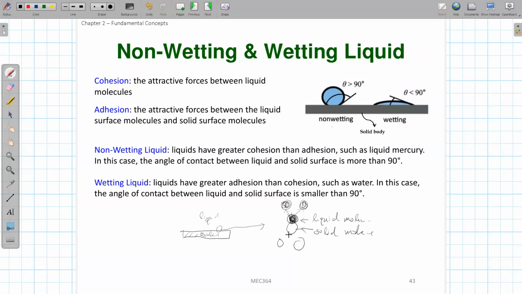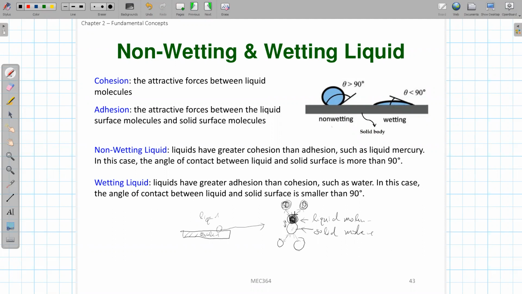Similarly, there is cohesion between the solid particles too, because they are the same type of particle. So cohesion is not only for the fluid. Basically, cohesion means the attractive force between molecules of the same type. We also have another type of force called adhesion, which is the attractive force between the liquid molecules and the solid surface. Between this solid molecule and this liquid molecule there is also a force, and we call this adhesion, because they are not the same type of molecule.